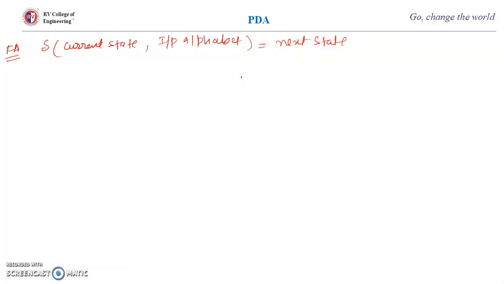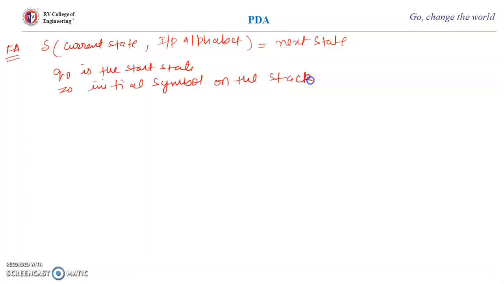Now how will we define the transition here? Let us not worry about how to get these transitions at this point of time. That I will be discussing later on. So assume that Q0 is the start state. And there is an initial Z0 symbol. Z0 we will say is the initial symbol on the stack, indicating the stack is empty.